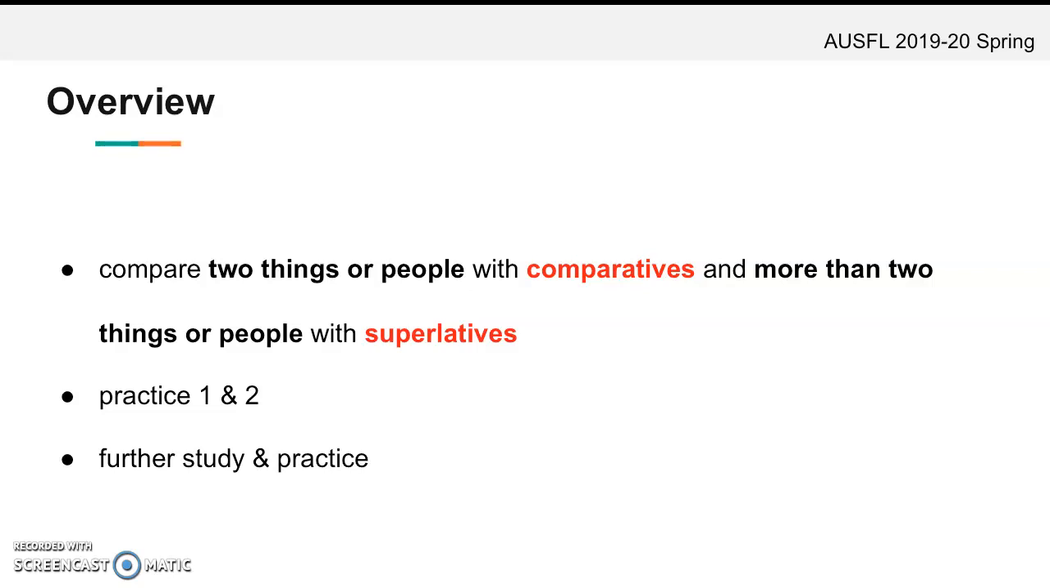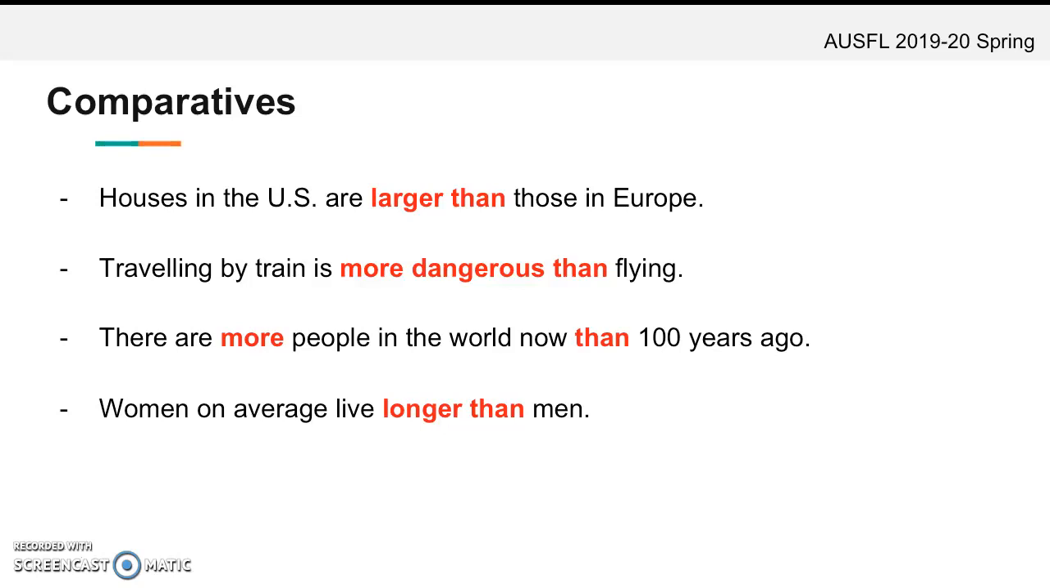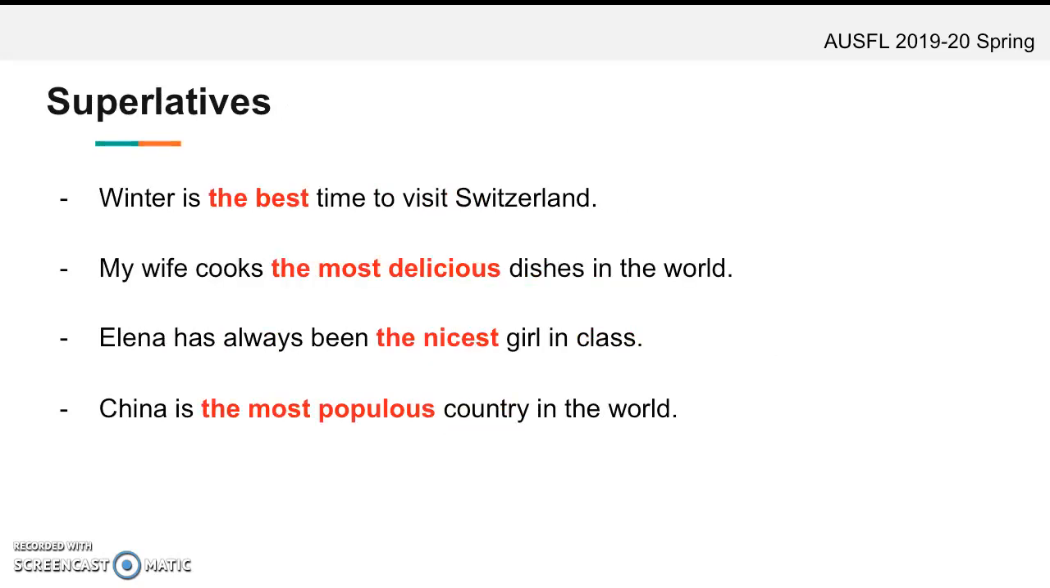As you can see on this slide, comparatives are used to compare two things or people. Superlatives are used to compare more than two things or people. This slide highlights comparatives used in the statements provided. Please take a while to look at them. This slide shows superlatives used in statements given. Please take a while to look at them too.